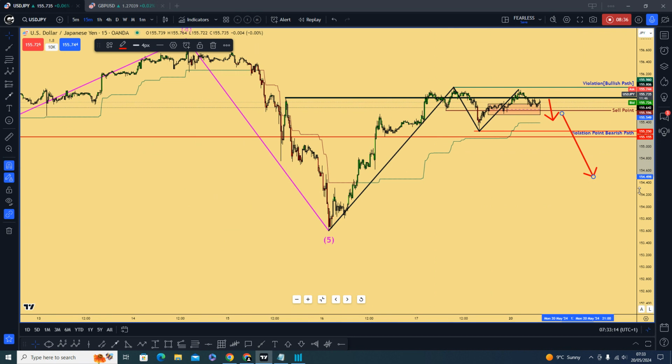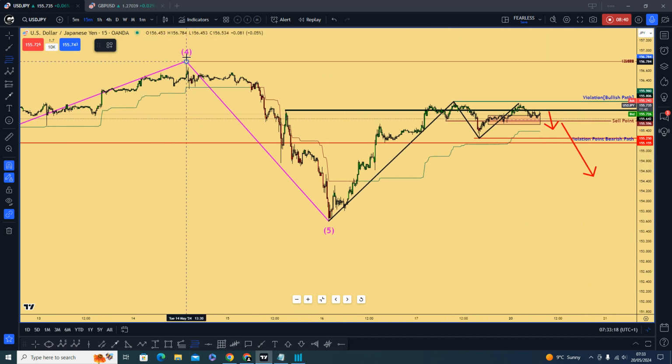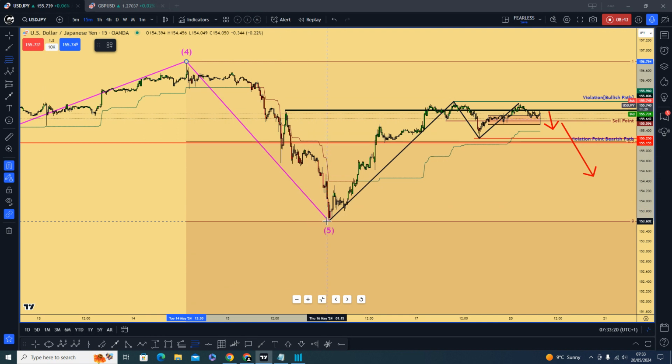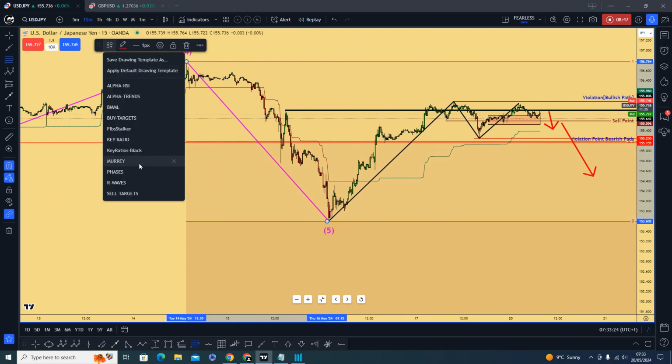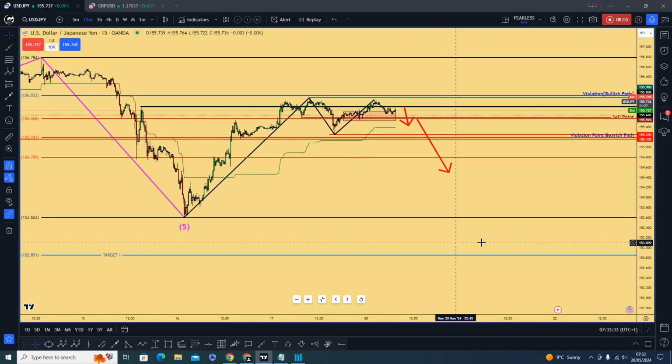We like to use the Russell wave for all the continuation. Okay, so in terms of projection, highs to low, no, we like to use the key ratio. Russell is always for the reversal. Okay, so we've seen a deep correction. So my target will be here.